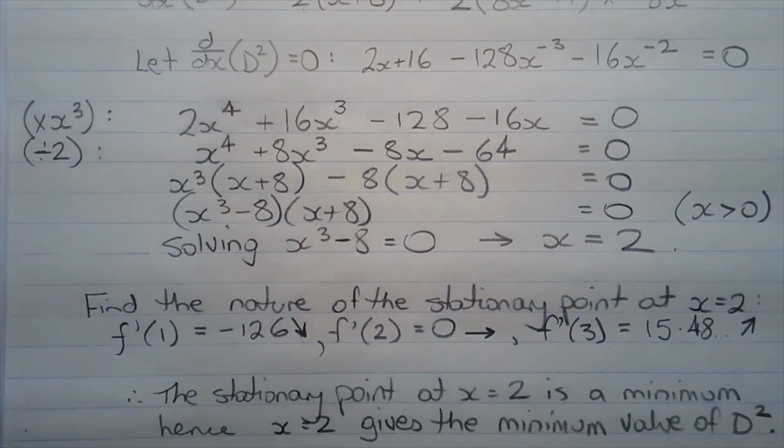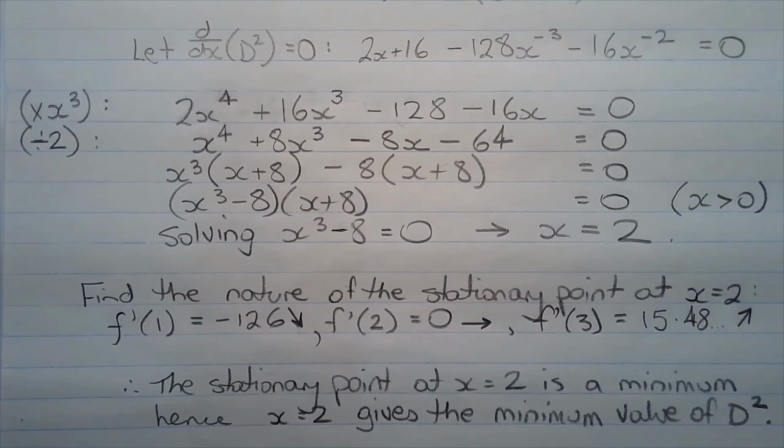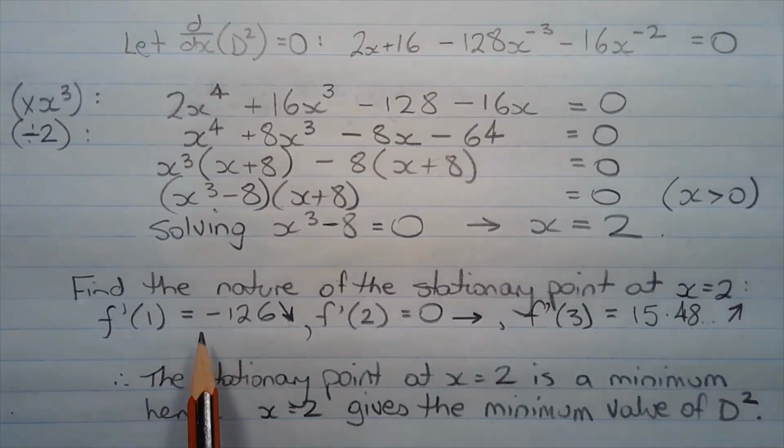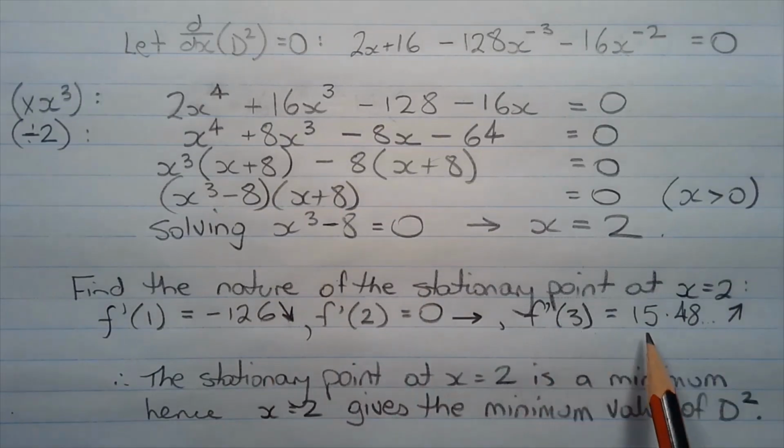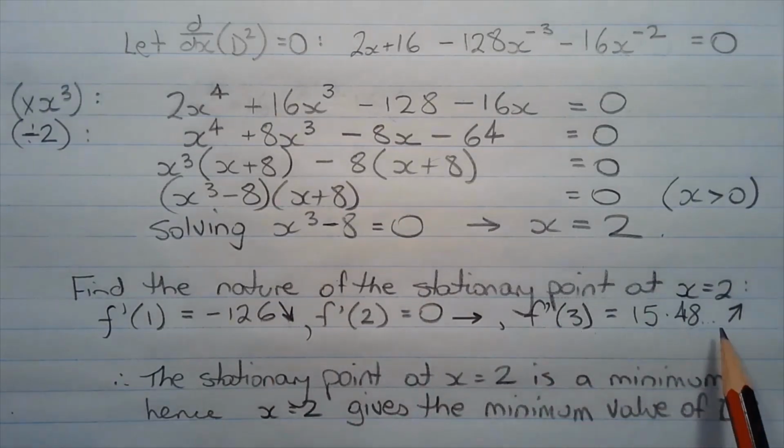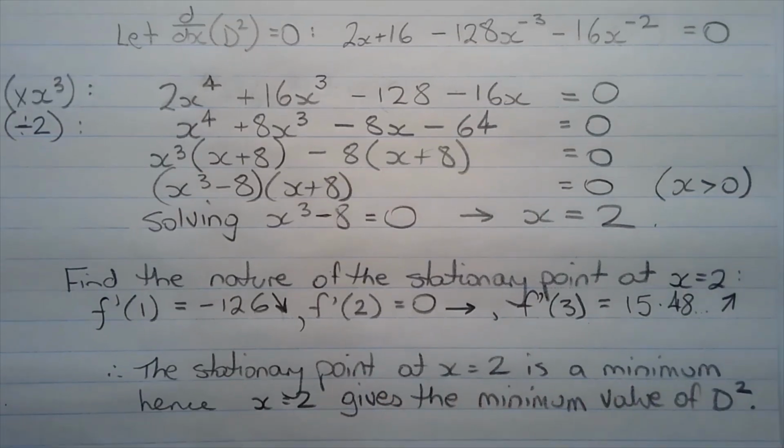But let's just find the value of the derivative at x equals 1. We get negative 126. So that's a negative gradient. F dash of 2 is equal to 0, because that's our stationary point, which we just found. And f dash of 3 is equal to 15.48, and so on, which is a positive gradient. So therefore, the stationary point at x equals 2 is a minimum. Hence, x equals 2 gives the minimum value of d squared.